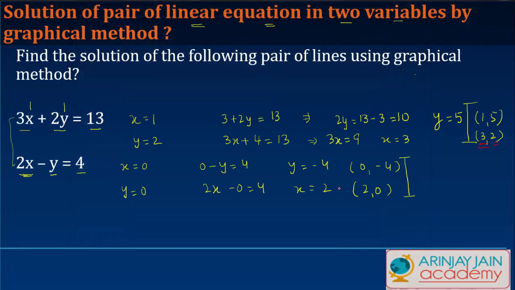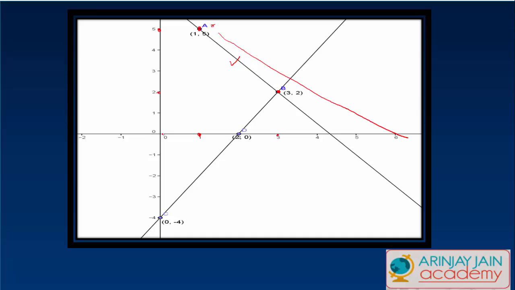Similarly, I'll take the other 2 points, which are 0, minus 4 and 2, 0. So when x is 0, y is minus 4, so 0, minus 4. And then 2 and 0: when x is 2, y is equal to 0. This is the x-axis, this is the y-axis. And then I just connect these two to draw a straight line.